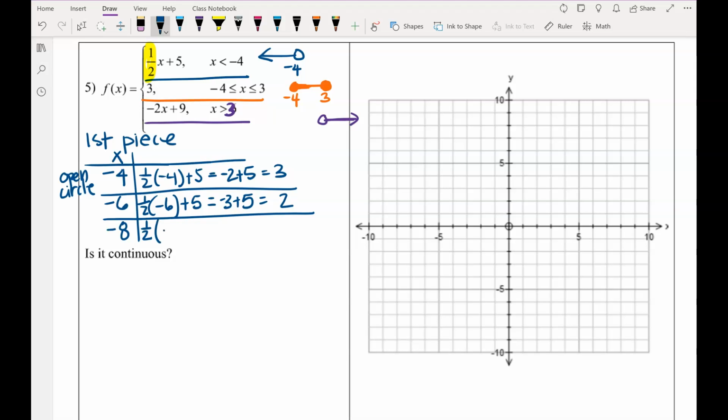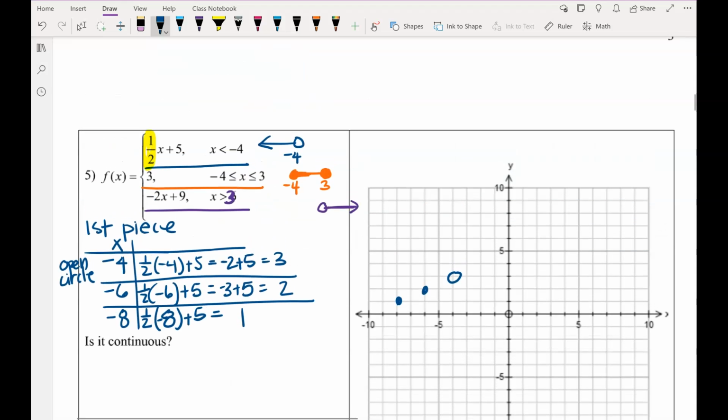And similarly to this last value, -8 is what we have chosen. -8 times half is -4. -4 plus 5 is 1. So we know -4, go up 3, and we talked about open circle. -6, go up 2. -8, up 1.